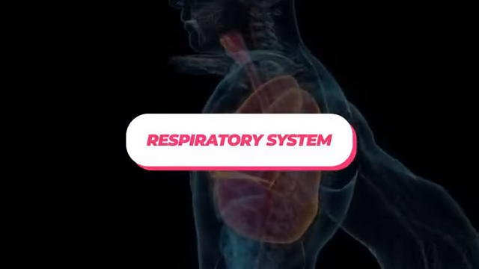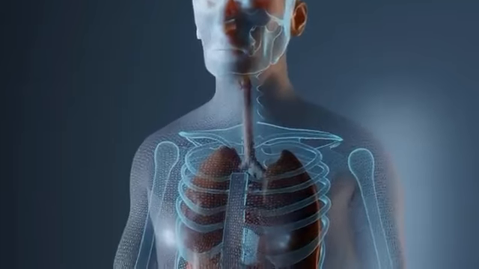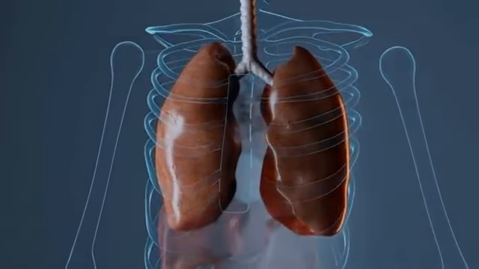The respiratory system. The respiratory system is a group of organs responsible for taking in oxygen, eliminating carbon dioxide, and maintaining proper pH balance in the body.